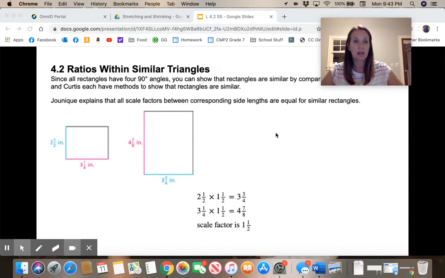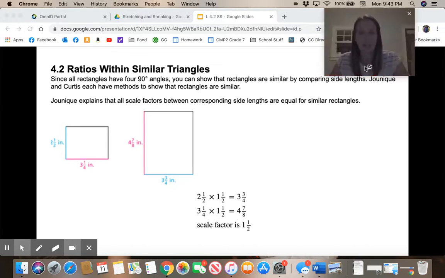So in today's lesson, I think the lesson title originally said within parallelograms, but it is triangles. I'm very confused. It says triangles here. So I guess we'll find out. Since all rectangles have four 90-degree angles, you can show that rectangles are similar by comparing side lengths.